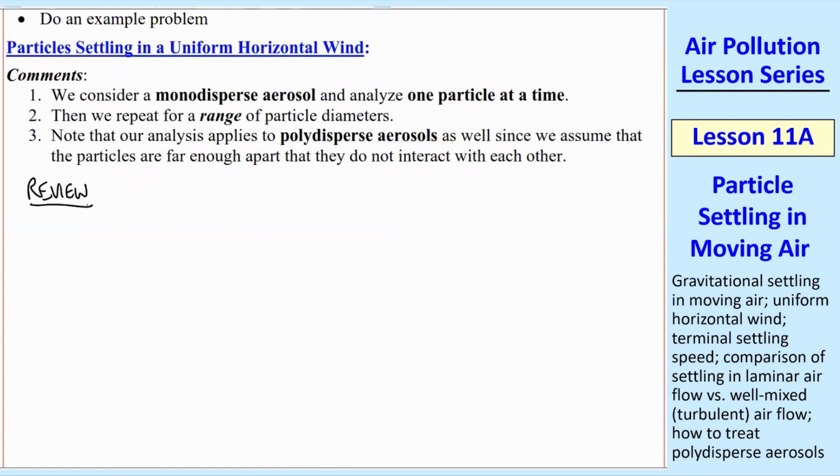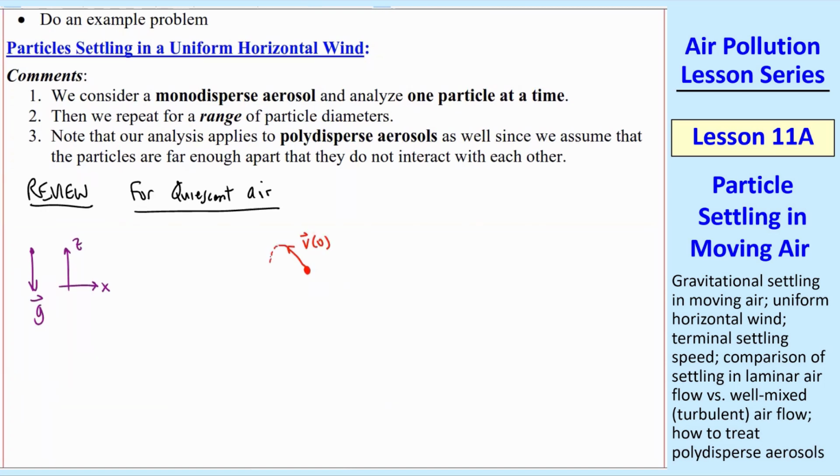Quick review. For quiescent air, which means still air, for a coordinate system with x to the right, z up, and gravity down, which is what we'll always use here. Suppose we have a particle, and at time t equals 0, it has some initial velocity that's just shooting off in some arbitrary direction. What will happen is it'll very quickly start to fall vertically, and then eventually it will settle at some terminal settling speed vt. This part of the trajectory is very fast. We can typically ignore it, and we just approximate that as soon as this particle starts existing, whether it's shooting off in one direction or another, it's just going to start falling at speed vt. In other words, looking from far away, we just ignore this part here.